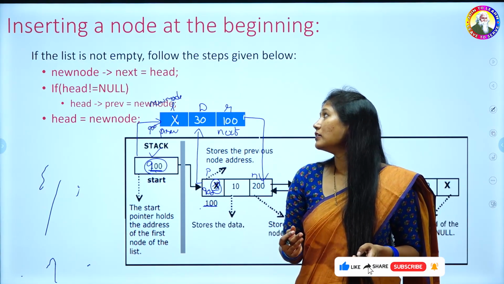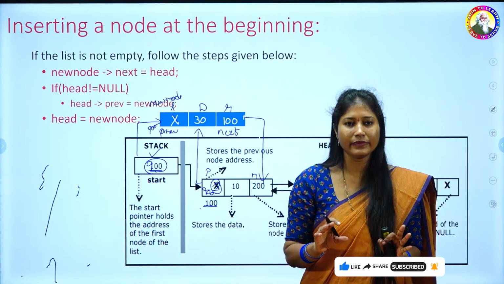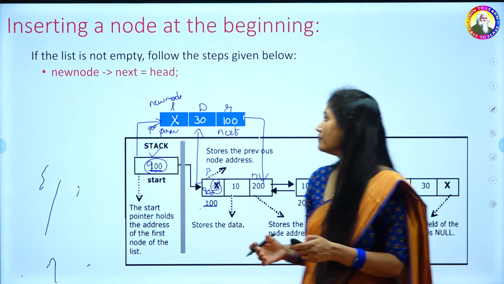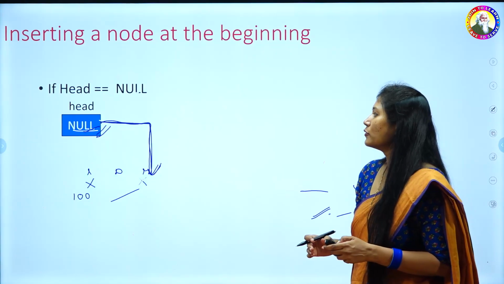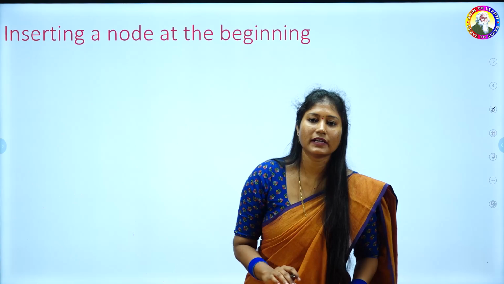Here we have so many cases. What are the cases here? The first one is if the list is empty, if head equal to null. What is this head equal to null? Here we are inserting a node. Till now we have discussed it, but let me revise this one again.